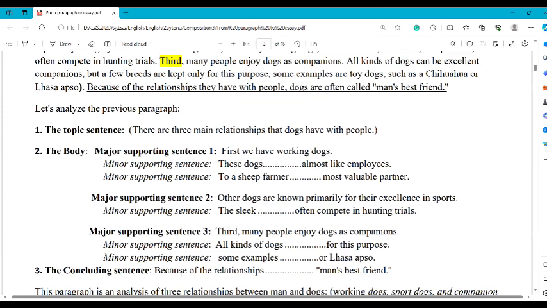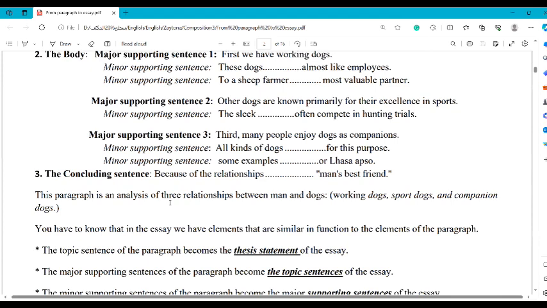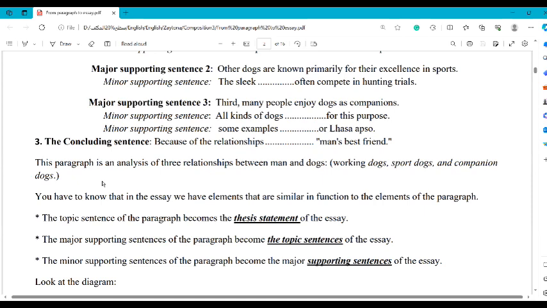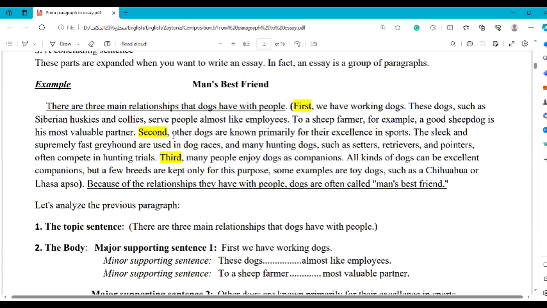This paragraph is an analysis of three relationships between man and dogs. Man here means a human, الإنسان, okay, not الرجل. If I told you what the three relationships are, we have working dogs, sport dogs, and companion dogs. Each idea of these three I put as first, second, third. So how many major supporting sentences here? We have three major supporting sentences in the body.